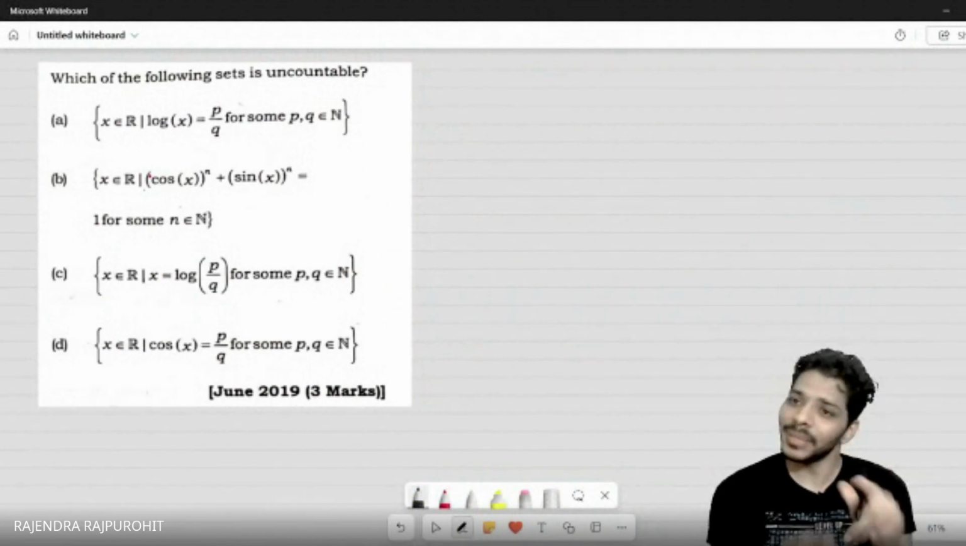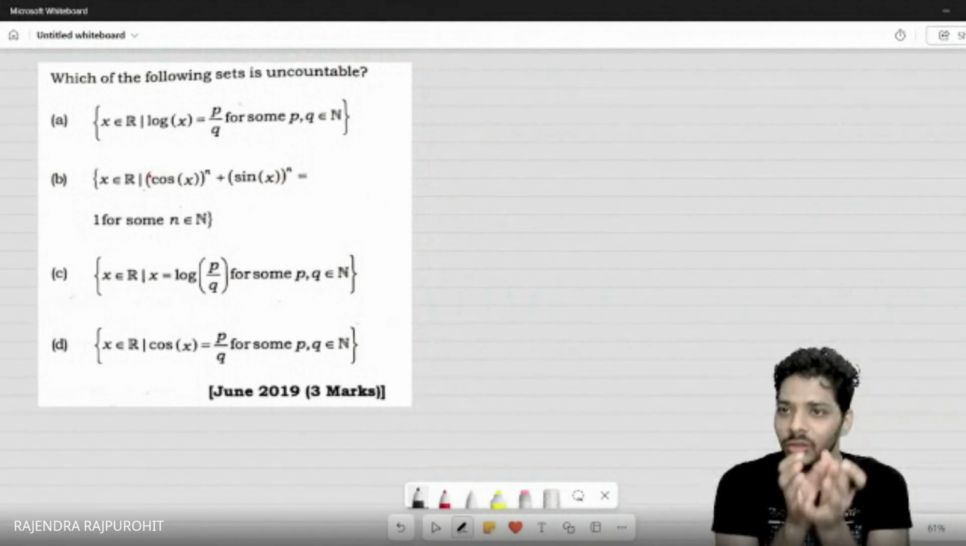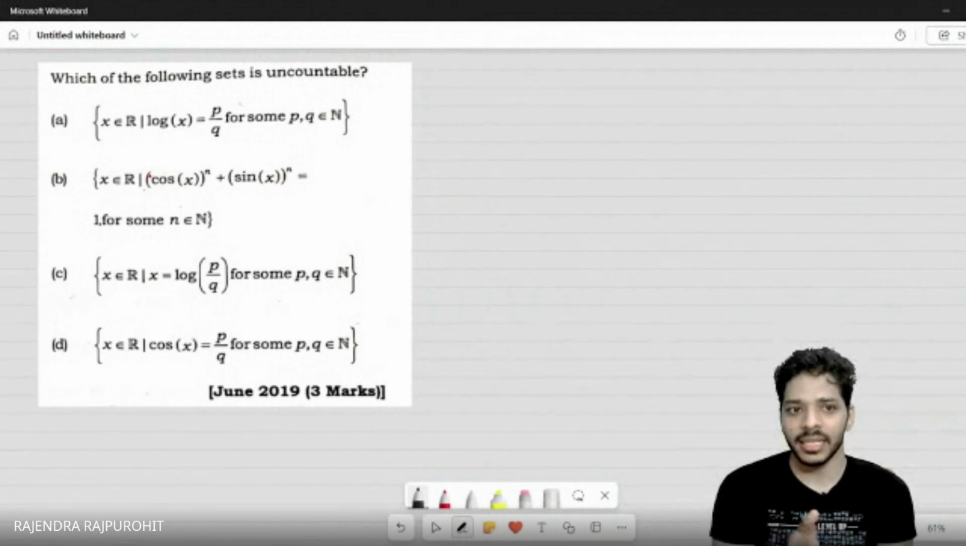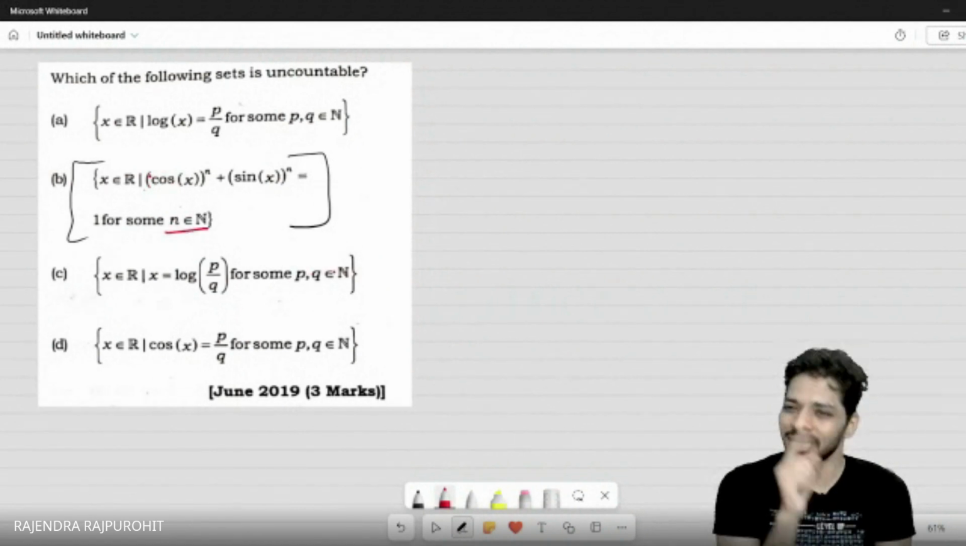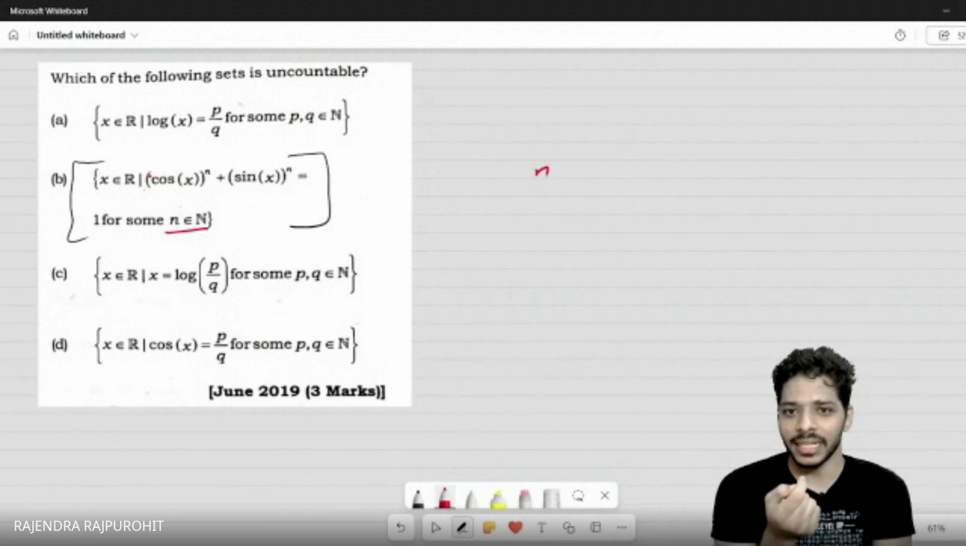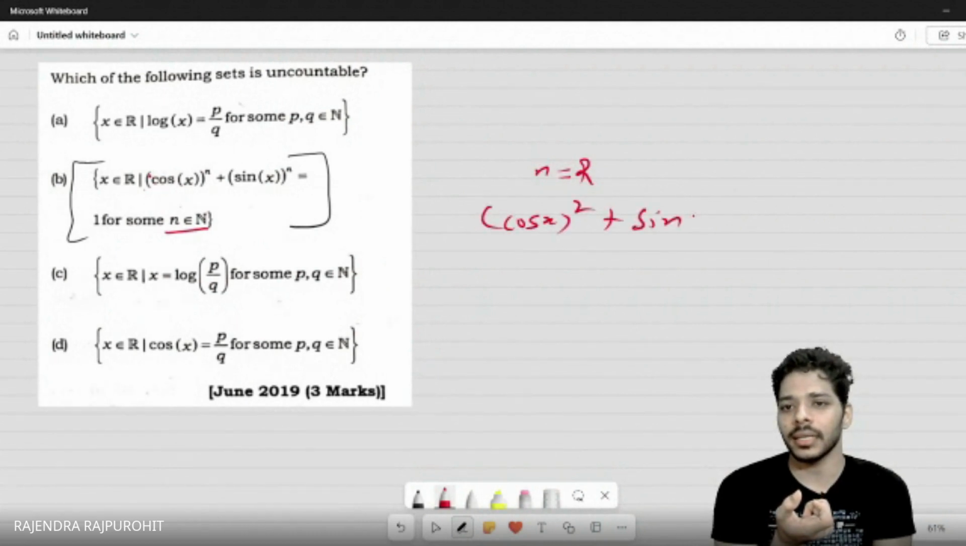The concept is the same as we discussed in the last question, that we look for an uncountable subset. And you can easily see it, even a person with little mathematical background, that if you just fix n to be 2, then you can just do this: cos x whole square plus sin x whole square. This thing is 1 for all x belonging to R.